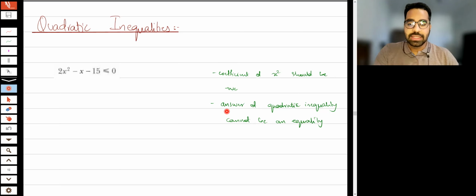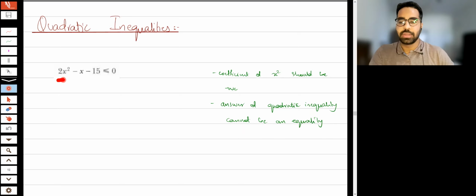Okay. The second thing that you need to remember is that the answer of the quadratic inequality cannot be an equality. इसका क्या मतलब है? For example, over here, I have a quadratic inequality. My answers cannot be somewhat like this: x equals to 15 or x equals to 2 or x equals to -2 or -6. Okay. I will be having my answers in the form of an inequality only, like this: x is less than equals to -2 or x is greater than equals to 5.